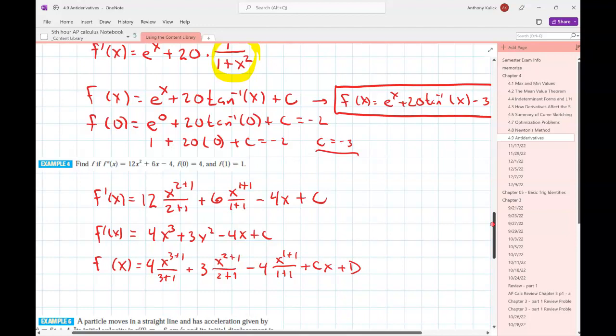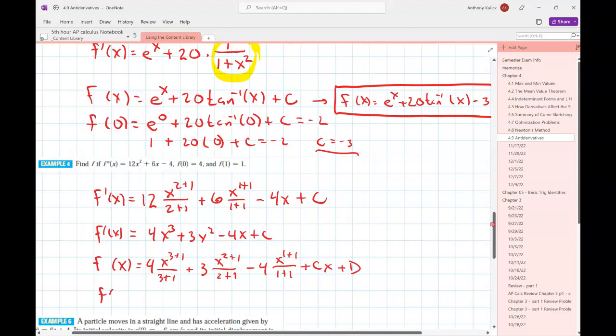So I have another constant. I just picked the next letter in the alphabet. It's not the same C. So I could call it like C1 and C2, or I could just use D. Because I anti-differentiated again, I get another plus a constant at the end, because the C is no longer a constant. It's a coefficient on a variable now.